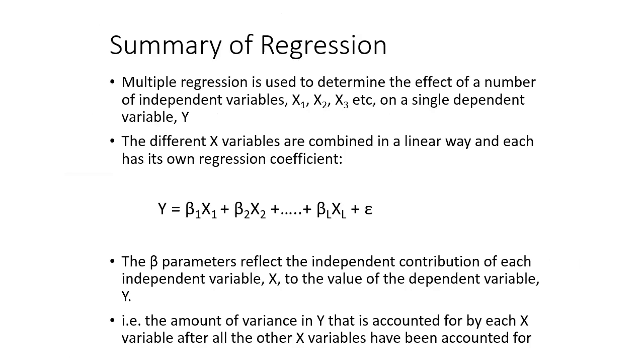So students, ordinary least squares relates to the topic of regression, so let us look briefly at a summary of regression. Multiple regression is used to determine the effect of a number of independent variables on a single dependent variable. The different variables are combined in a linear way, and each has its own regression coefficient. The regression coefficient beta parameters reflect the independent contribution of each independent variable x to the dependent variable, that is, the amount of variance in y that is accounted for by each x variable after all the other x variables have been accounted for.